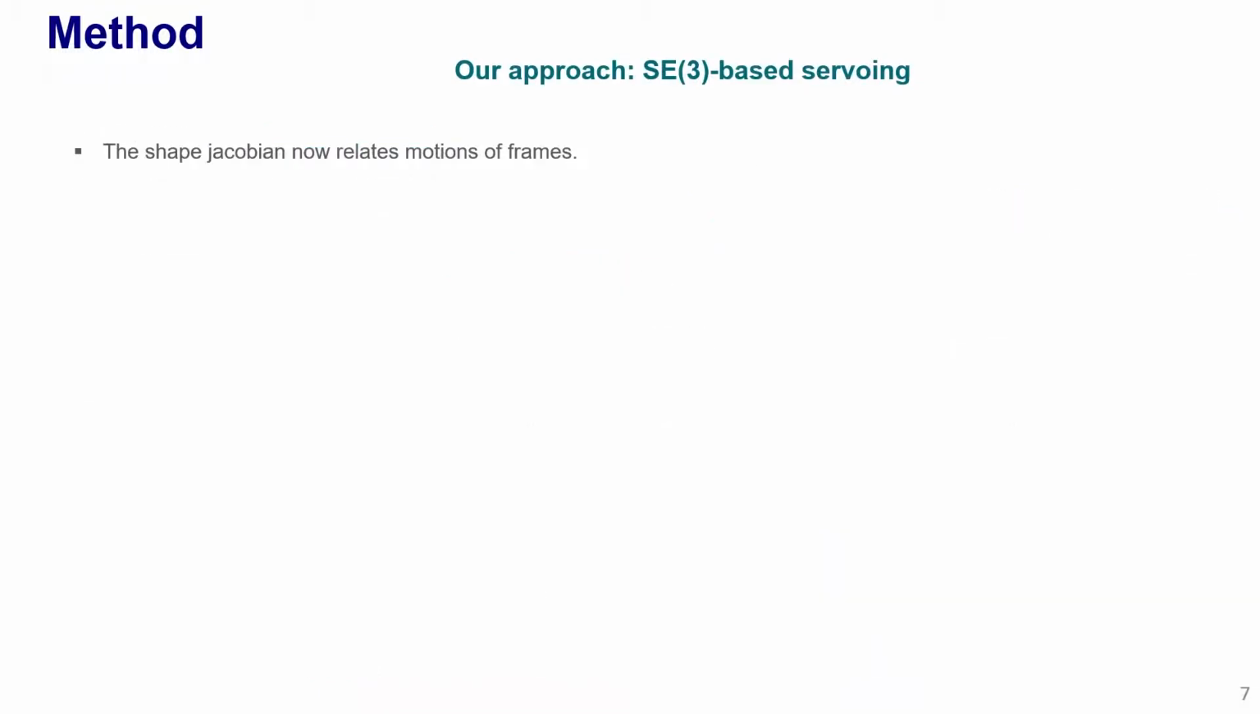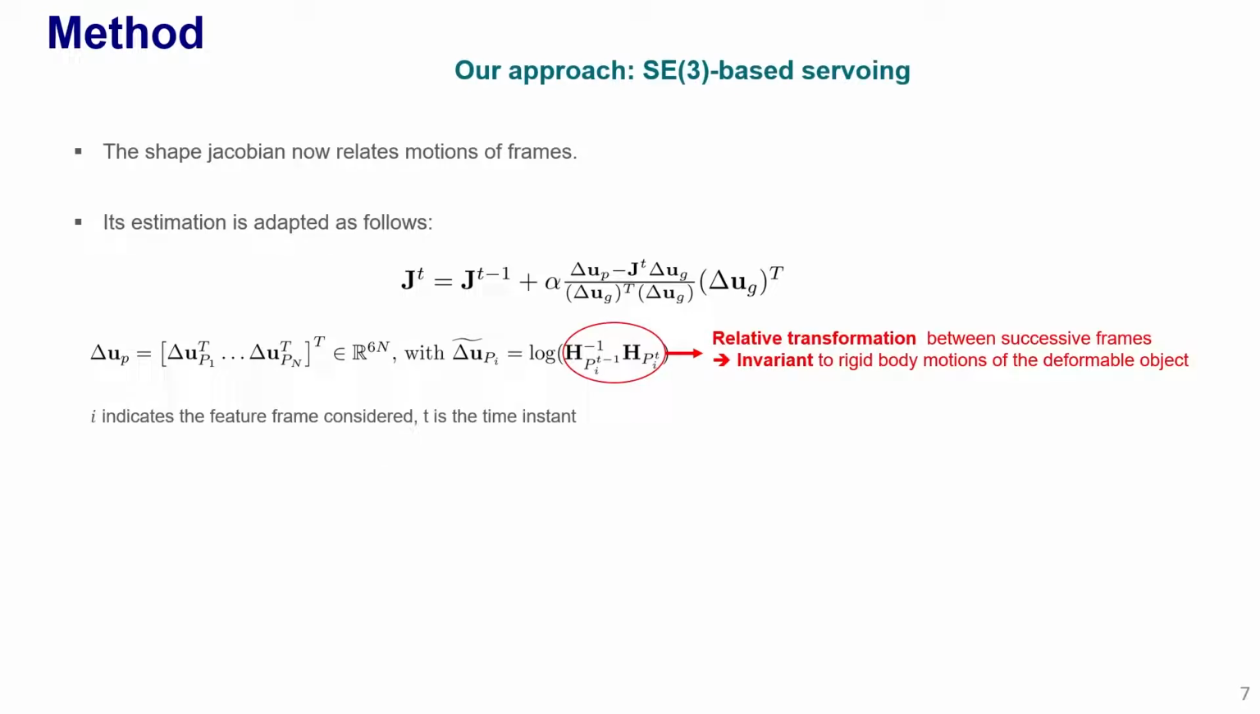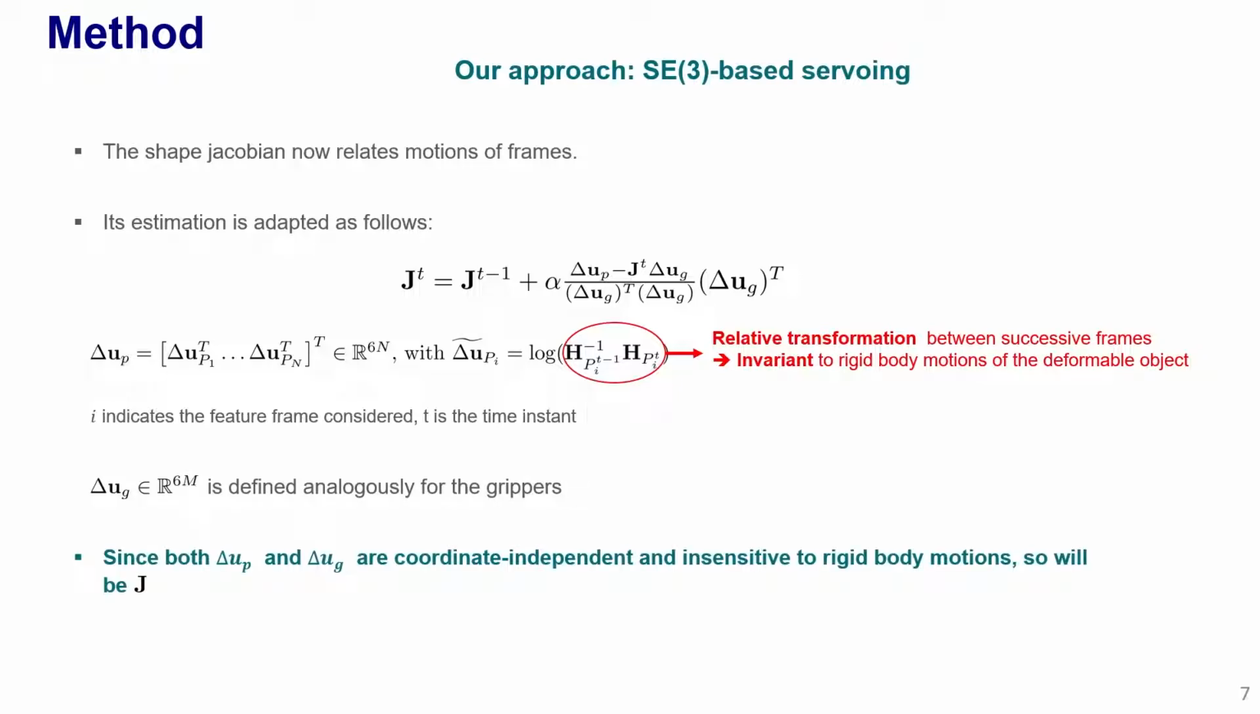Now, since the shape Jacobian relates motion of frames, we need to redefine the Broyden rule. The key difference is that now we use relative transformations between the successive feature frames, and we use the logarithmic map to obtain a vector that we can use in the Broyden rule. We do the same for the gripper motions, and in the end, all the variables used in the Broyden rule are now coordinate independent and insensitive to rigid body motions, so that it will also be the case of J.